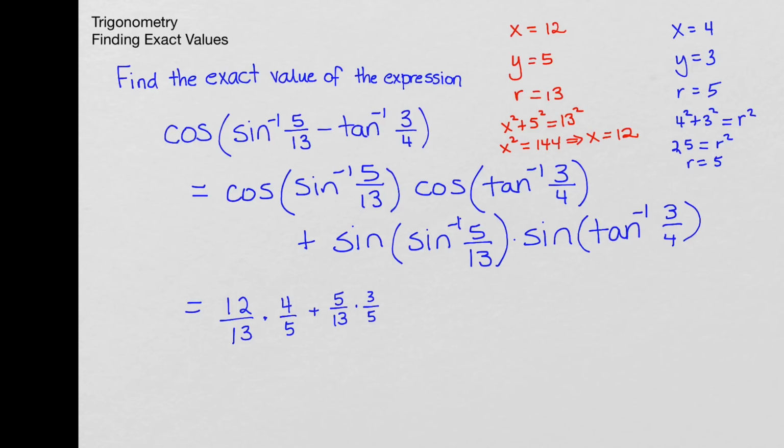Okay, so now I just need to work out the arithmetic, and I get 48 over 65 plus 15 over 65. Notice that I could have simplified, I didn't want to, because then I won't have the common denominator. And so this gives me 63 over 65. And that's my answer for that.